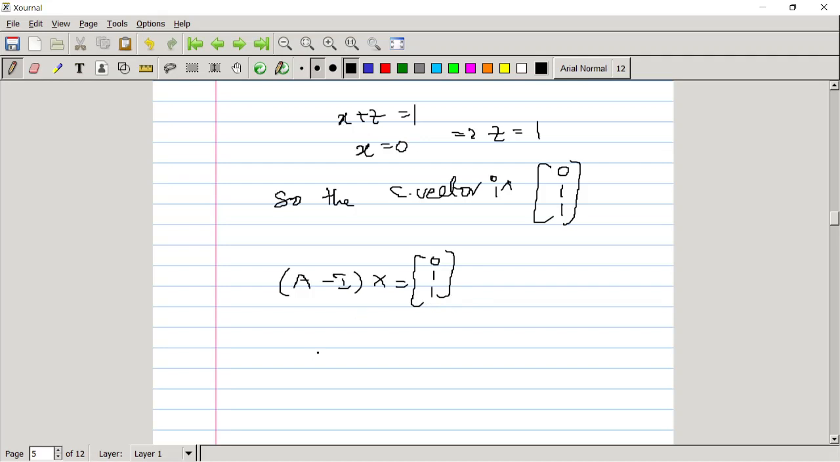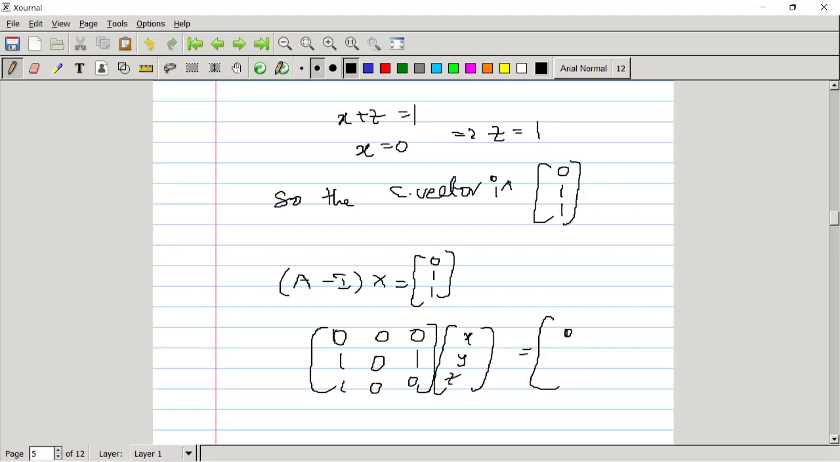So these equations become the matrix 0 0 0, 1 0 1, 1 0 0, times x y z, equal to 0 1 1.